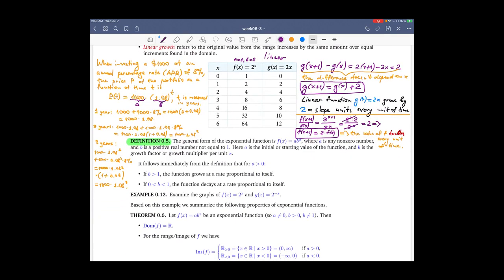So what I was saying before about the ratio of values of an exponential function being constant simply translates to the fact that if we assume that our constant factor a is positive, then for b greater than 1, the function grows at a rate proportional to itself. And if b is between 0 and 1, the function decays at a rate proportional to itself.